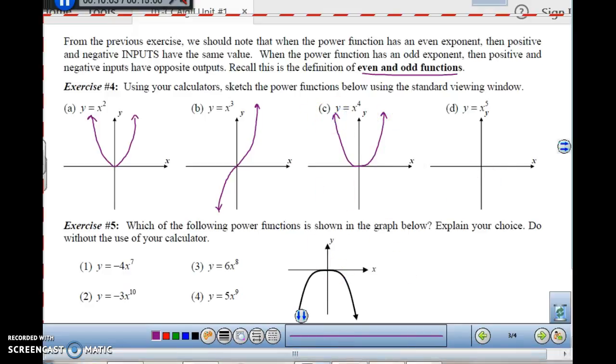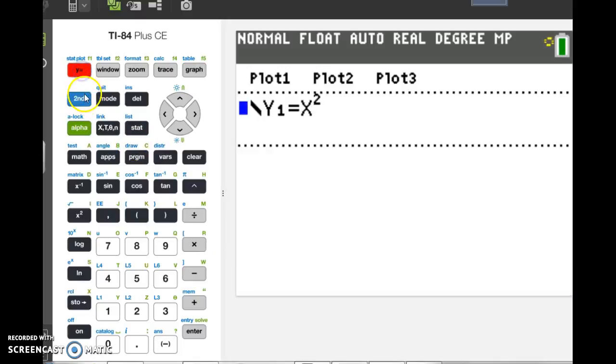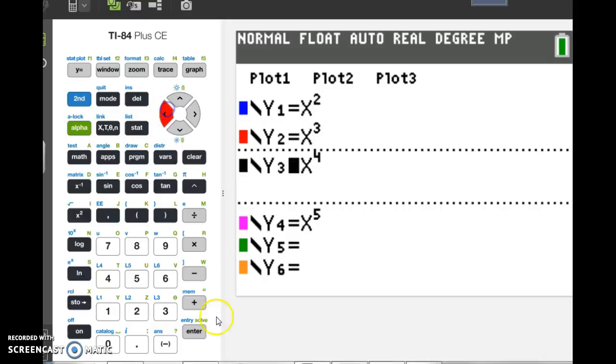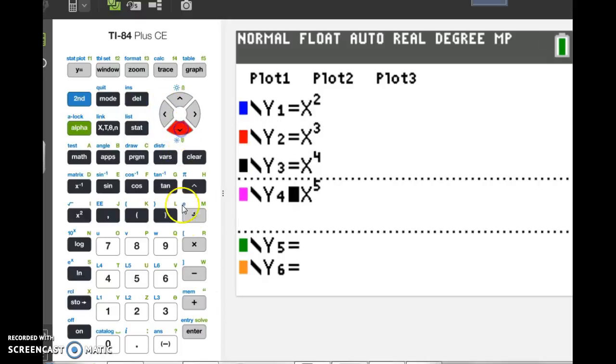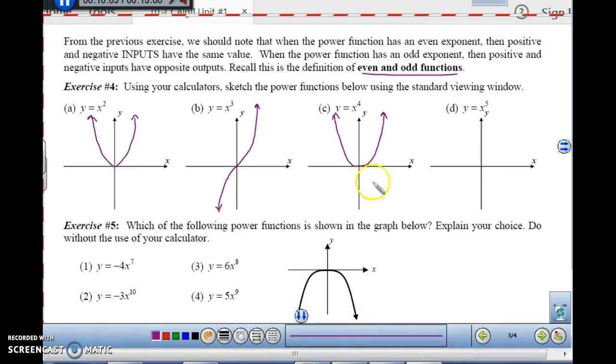And then x to the fifth. Go down here, turn x to the fourth off, and turn on x to the fifth. There's x to the fifth. It kind of looks like x to the third, but a little flatter in the middle. So I'll draw it a little flatter in the middle. It goes up like this, then flattens out, and then goes up like that.